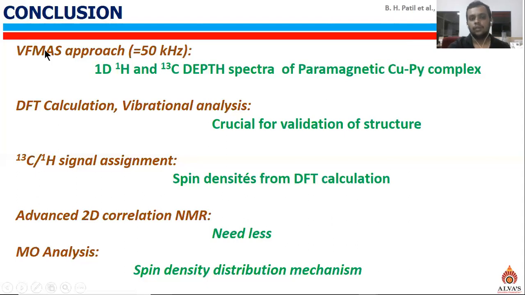The conclusion of our work is that, as a very first approach, magic angle spinning of more than 50 kilohertz is essential for one-dimensional proton and 13C DEPTH spectra of paramagnetic copper pyrazine complexes. The DFT calculation and vibration analysis are crucial for the validation of the structure. Once the validation is done, using the spin densities from the DFT calculation we can assign the proton and carbon signals. Hence, the need for two-dimensional correlation is minimized, and the location of the unpaired electron is obtained from the molecular orbital analysis.